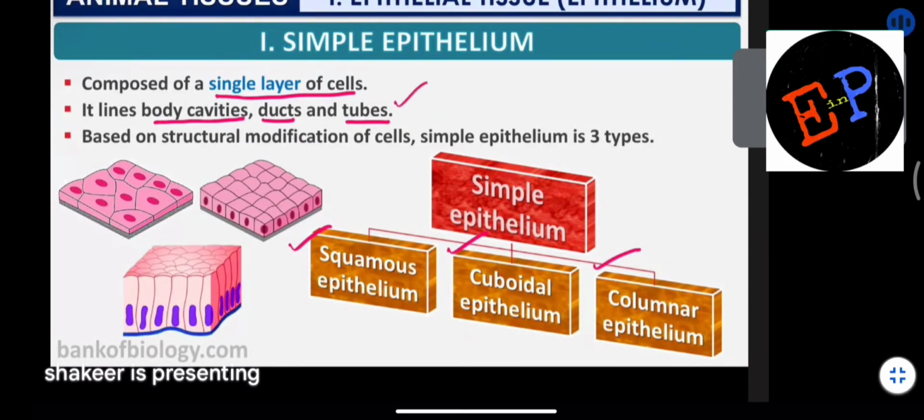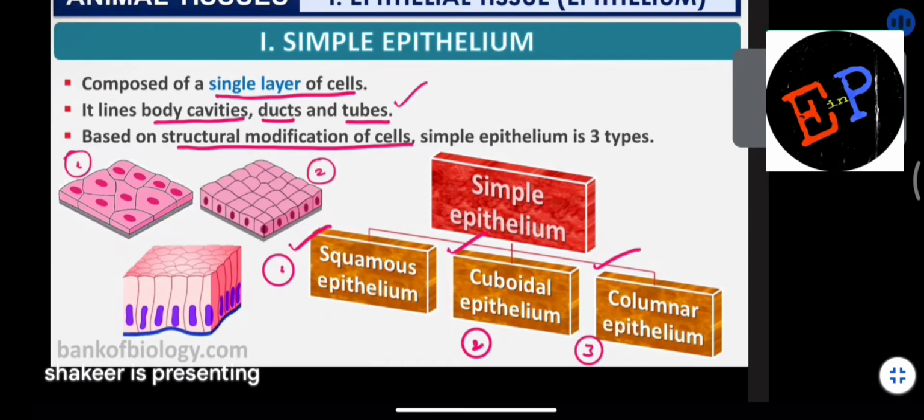And tubes. Tubes means what? Arteries, veins, all these are tubes only. So all of them are made up of simple epithelium. So based on structural modification of cells, that means the shape of the cells and the arrangement of the cells, again this simple epithelium we are dividing into three types. Squamous, second one is cuboidal, third one is called columnar. Okay? So this is the first one, which is called squamous.